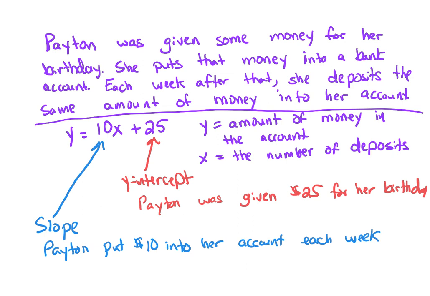So in slope-intercept form, our equation is y equals 10x plus 25. y would be the amount of money in the account after x number of weeks. We could plug in, let's say we wanted to figure out, if she deposits $10 a week into her account, after 5 weeks, how much money would she have? We'll do this example on the next slide.